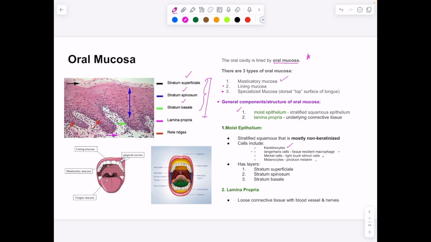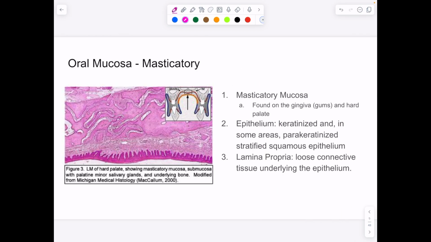And then beneath that, we have our lamina propria, and we have these ridges coming down from the stratum basale, or excuse me, from the stratum spinosum, lined by the stratum basale, and these are the rete ridges overall. All right, but our three types of oral mucosa: we have lining mucosa, we have the masticatory mucosa, which is on our hard palate, on the roof of your mouth, and then we have our specialized, aka tongue mucosa, that we'll be talking about.